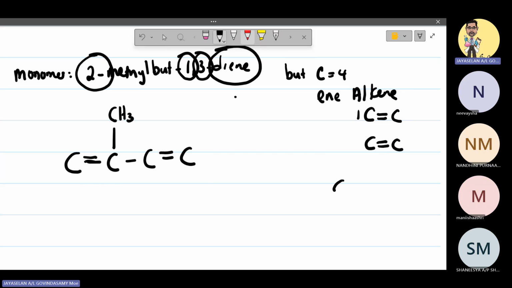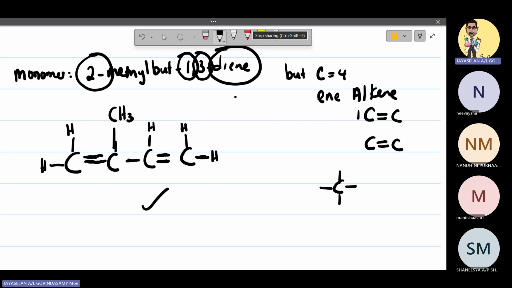Any question? And please remember each carbon must have 4 bonds only. 4 bonds, must have 4 lines only. Cannot have more than 4 lines. 1, 2, 3, 4. 1, 2, 3, 4. Here 1, 2, 3, don't put here. Wrong, that is 5. Okay, 4 lines only. So for the others, you just fill up with hydrogen atoms. This is the structural formula of the monomer. Any question?